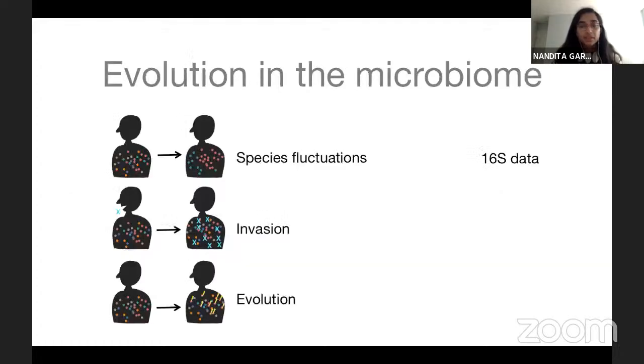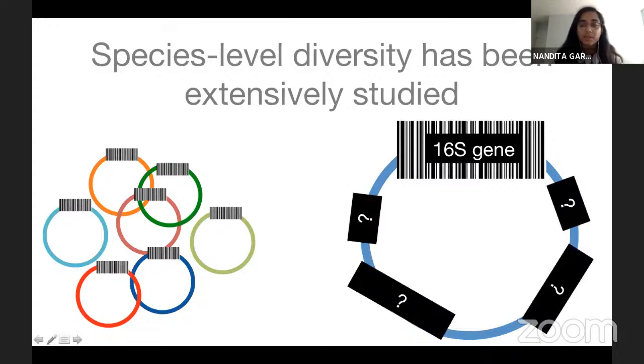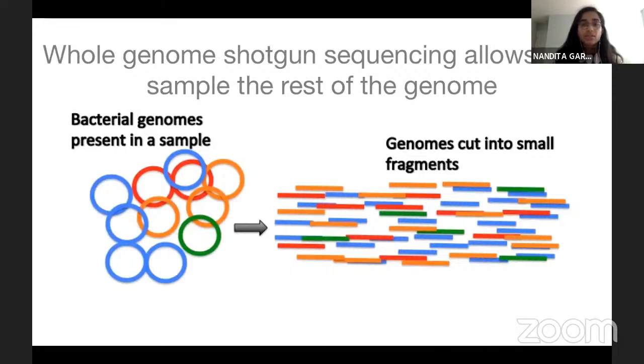Okay, so traditionally, a lot of 16S data has been collected for the microbiome, in which we can barcode which species have been present. But this actually doesn't really inform us about the genetic variation in the rest of the genome. And so therefore, we can't actually witness evolution with these types of data. And instead, what we could use is whole genome shotgun sequencing, which allows us to sample the rest of the genome in a pretty high throughput manner.